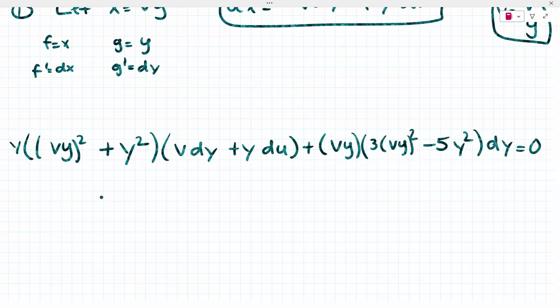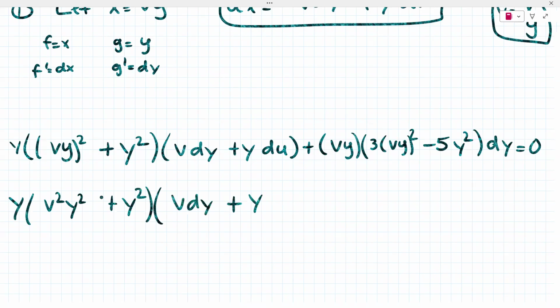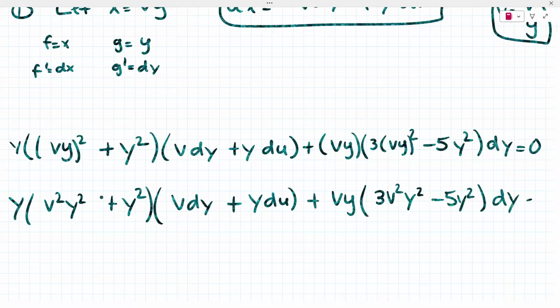Okay. What do I do? Vy squared, so if you clean this up more, this would be v squared y squared plus y squared, and then you have v dy plus y dv, plus vy, and then 3 times vy squared, that's going to be 3v squared y squared minus 5y squared, dy equals 0.